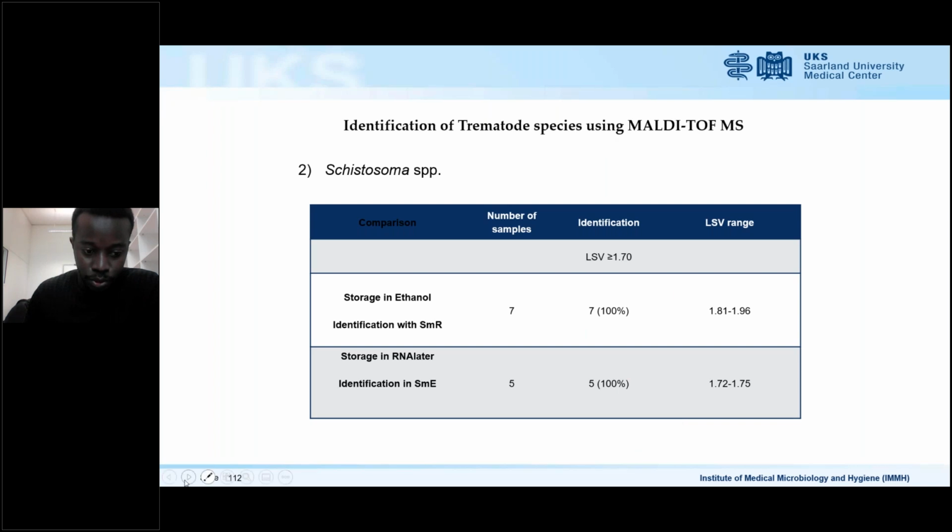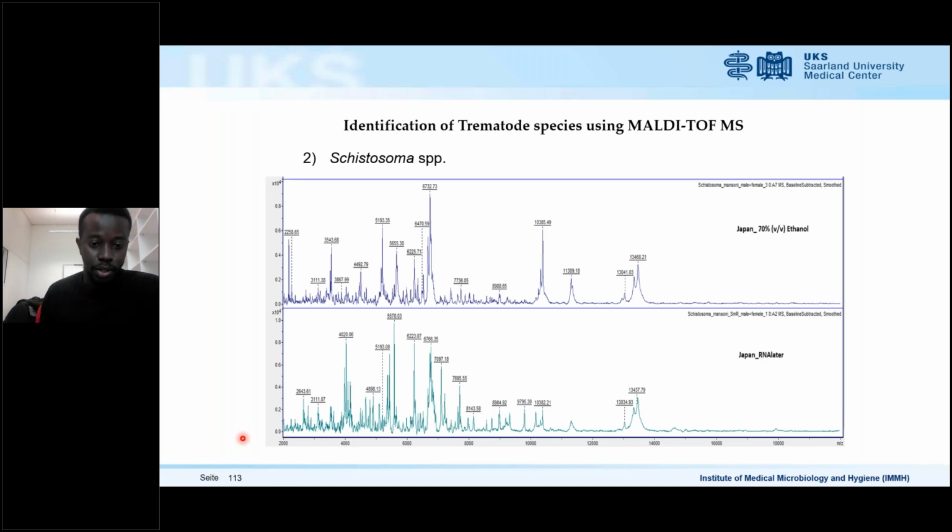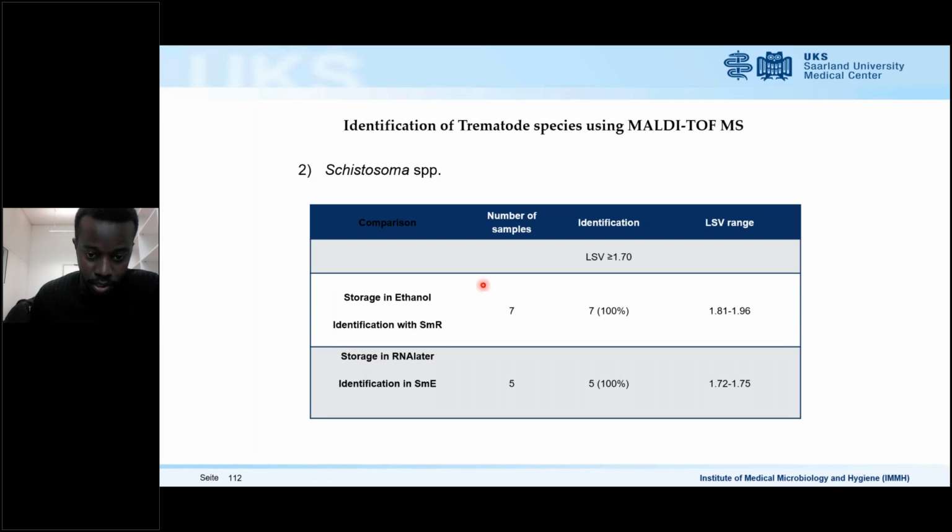So if we have a look on the next slide, on the spectra profile, we can see some differences between the spectra of the samples stored in ethanol. For example, we can see that this peak is present and it's absent here. Let me go back just one second. Here we can see that the score values obtained with the samples stored in RNAlater are higher than the score values of the samples stored in ethanol.